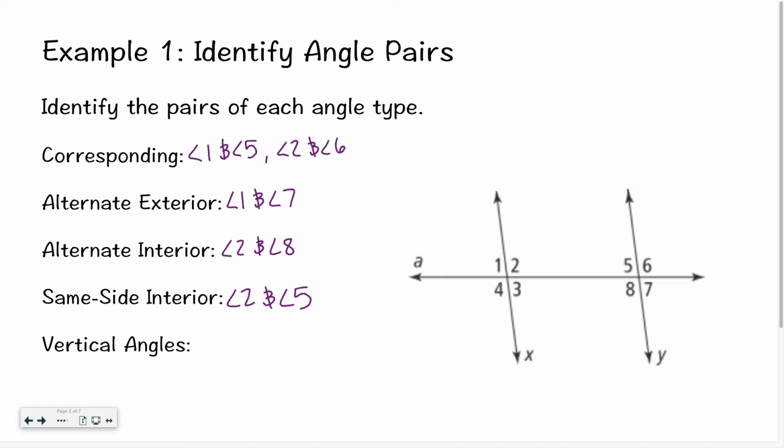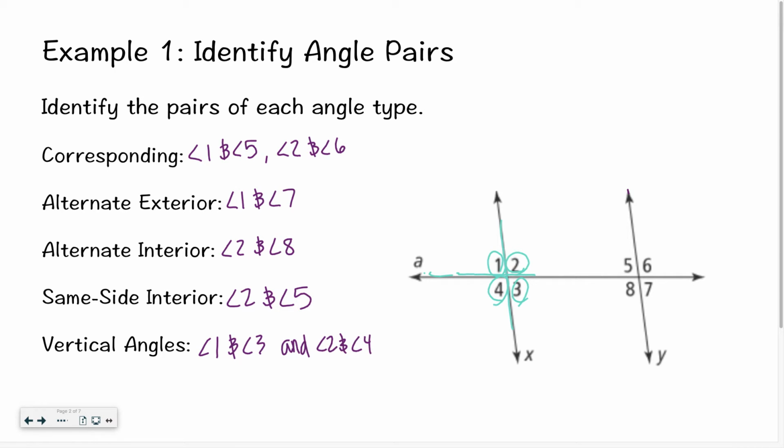Now, let's talk about the last type of angles that you learned about back in chapter 1, but I want to make sure that you still remember. Vertical angles. So remember when you have two lines that make kind of an X, it's the opposite sides of those. So angle 1 and angle 3 would be an example, and angle 2 and angle 4 would also be another example of vertical angles.